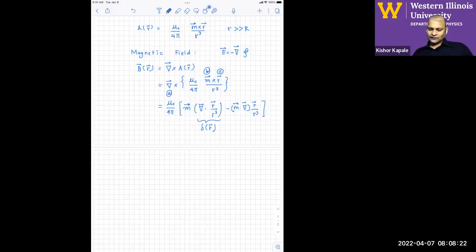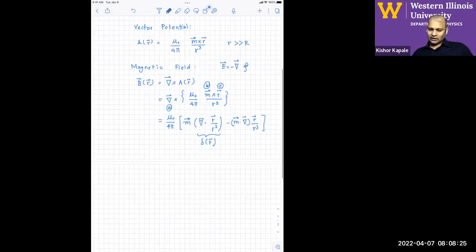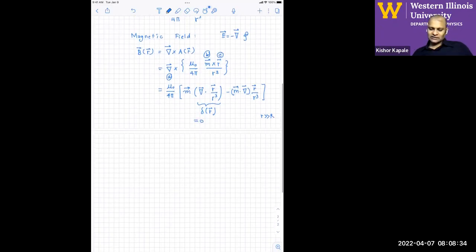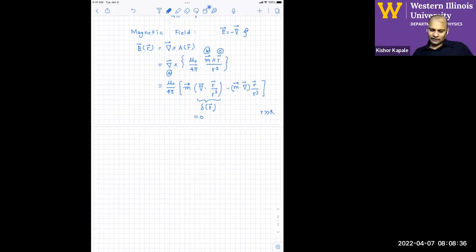Okay. Now, of course, we are looking in the limit of r much larger than r'. So we are far away from the current distribution. So the contribution of this is going to be 0. That doesn't come into the picture because we are far away from the point at r equal to 0. And so you only have to then do the second term, which is negative mu 0 over 4 pi M dotted with the del operator applied to r over r cubed.